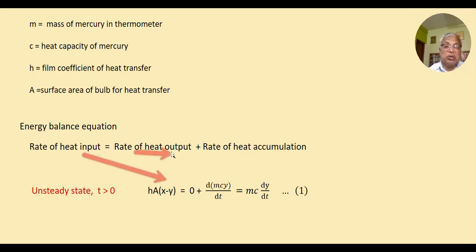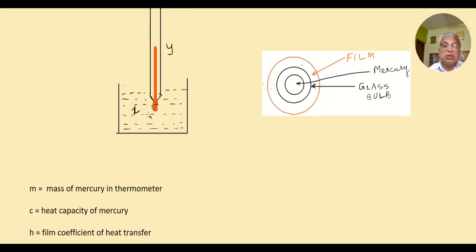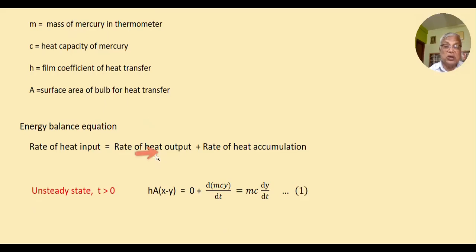Now what is the rate of heat output? Where does the heat go? The heat transferred from the bath to the mercury is entirely absorbed by the mercury. So the heat output is 0. There is no heat output from the thermometer to anywhere. So the input is HA(X minus Y), output is 0. And the rate of heat accumulation is d/dt of (mCY). M is the mass of mercury, C the heat capacity, and Y is the temperature. So the total capacity mC into the temperature, mCY, d/dt of that gives you the rate of heat accumulation.